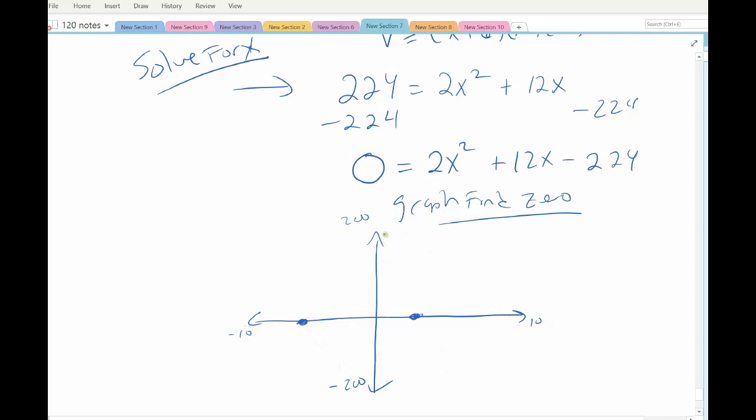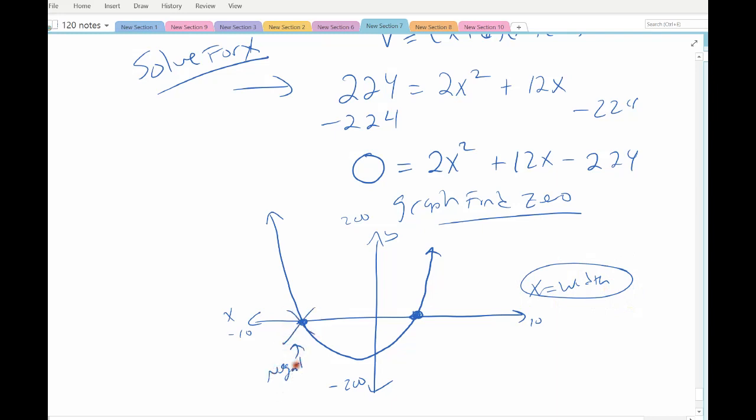Alright, it does cross at 2 points, so there's my y-axis, there's my x-axis. And so, remember, x represents my width. Right, which is a distance. It's the width of my box. Which means, over here, this is negative. I don't want the negative one, so I'm only going to find this 0. That's the only one I want. I don't want the negative 0 because it doesn't make sense. I can't have a negative box. And so I solve for that.